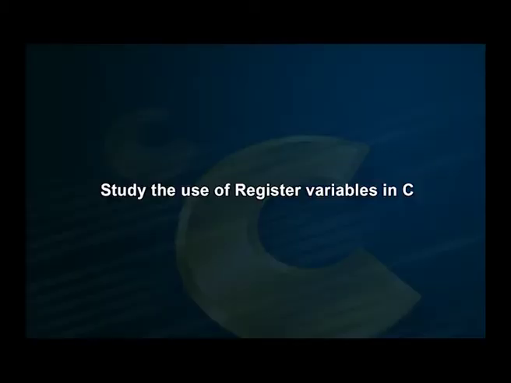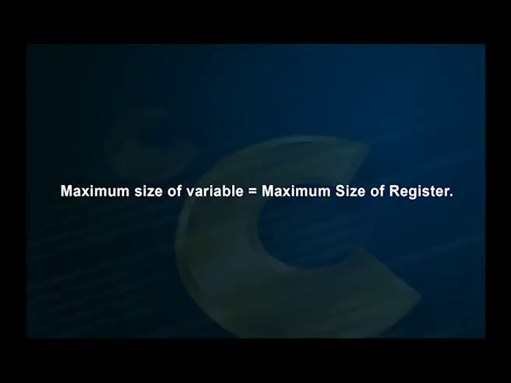Now, let us move to the next program to study the use of register variables in C. A register keyword is used to define a local variable. Here the local variables are stored in registers instead of RAM. As a variable is stored in a register, the maximum size of the variable is equal to the maximum size of the register. The unary operator ampersand is not associated with it, because the value is not stored in RAM, instead it is stored in the register. This method is generally used for faster access, commonly used as counters.